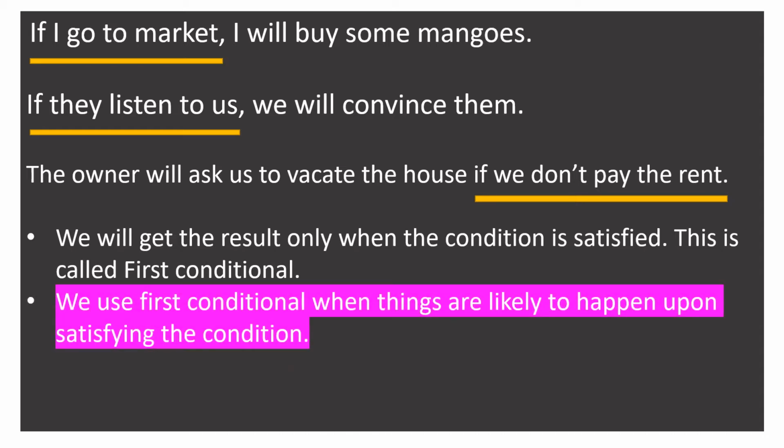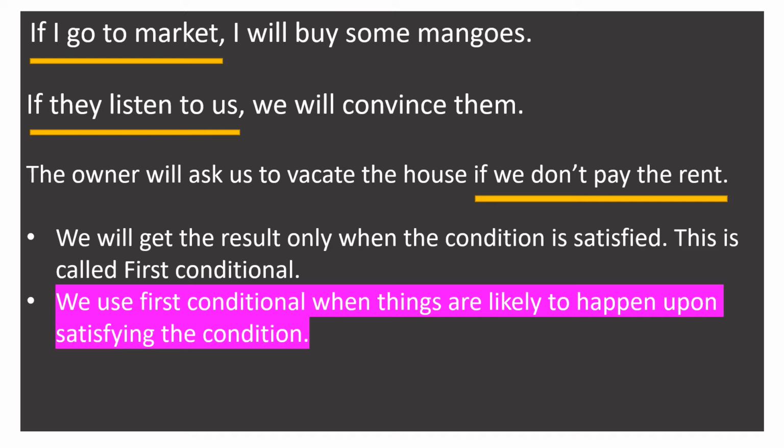And we use first conditional if clauses when things are likely to happen upon satisfying the condition. If a condition is satisfied, then we will definitely have the result. Chances are 50-50. If the condition is satisfied, we will get the result. If the condition is not satisfied, we are not going to get the result. So this kind of situations are expressed using first conditional if clauses.